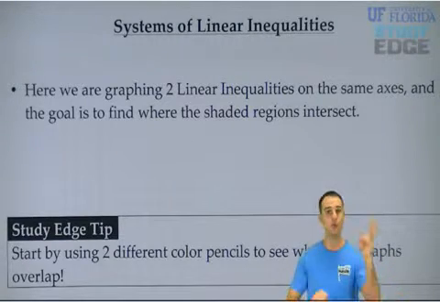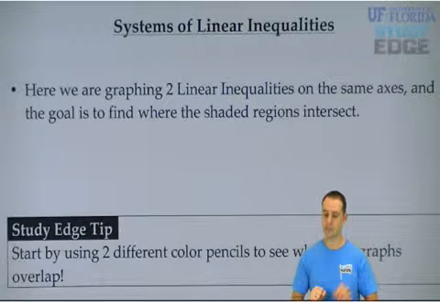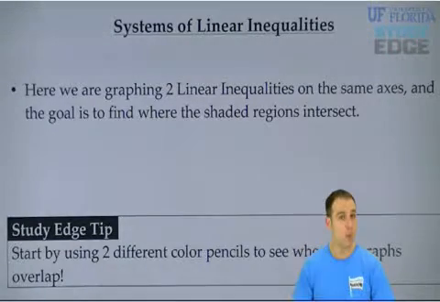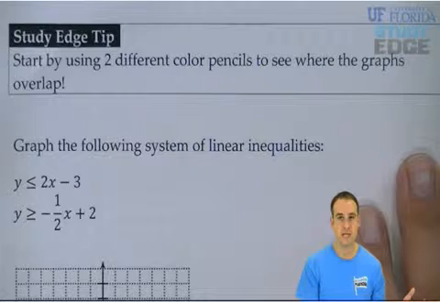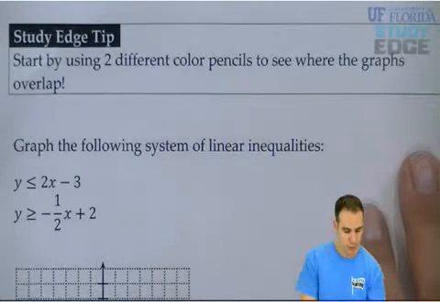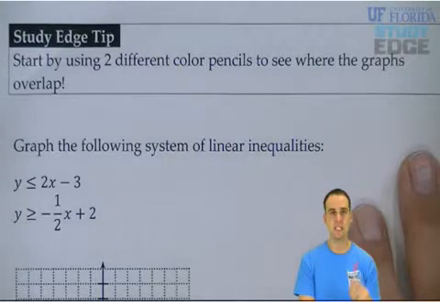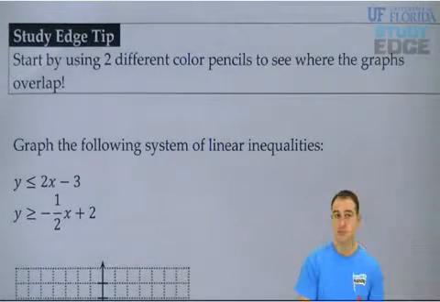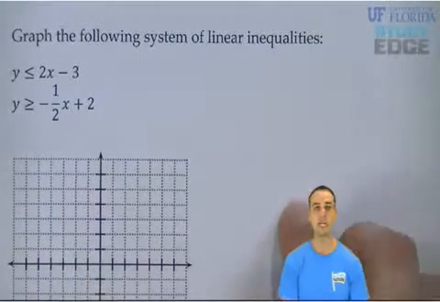Here we're going to graph two of them on the same axis, and the goal is to find where the shaded regions intersect. Right off the bat, I want to share a Study Edge tip. Start by using two different color pencils, pens, or markers to see where the graphs overlap. Let's do one of these together. Graph the following system of linear inequalities.